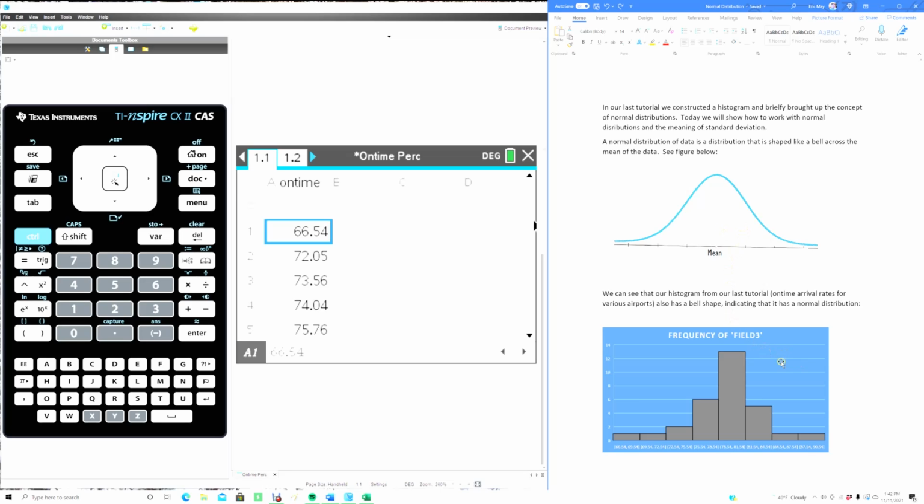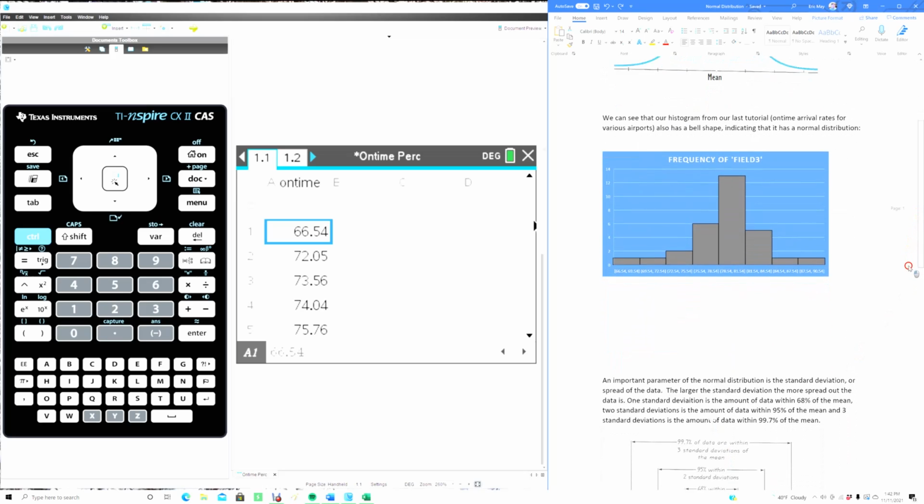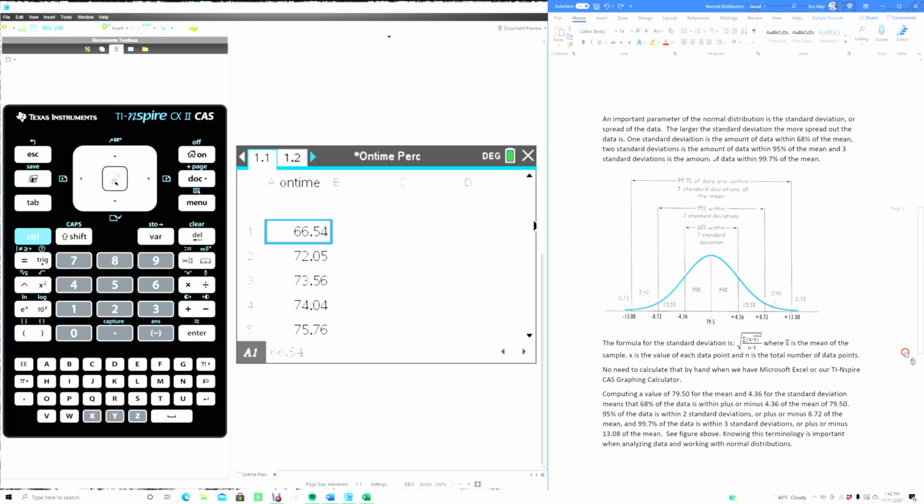Looking at our histogram down below, we can see that it also has a roughly bell shape, showing that it has a normal distribution. An important parameter of the normal distribution is the standard deviation, or spread of the data. The larger the standard deviation, the more spread out the data is.